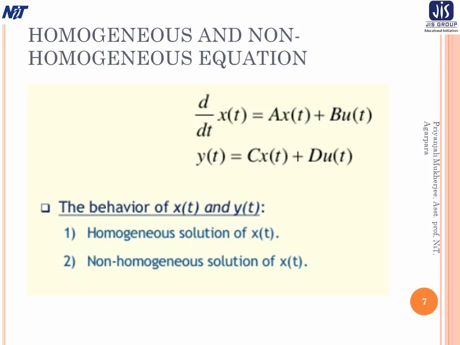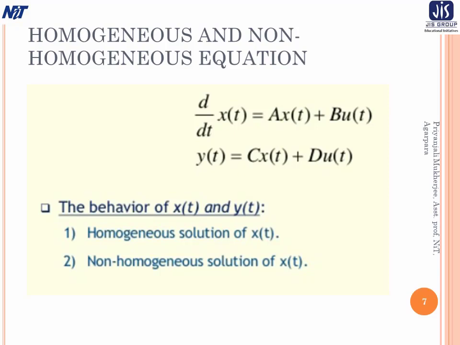Now during the state space representation, there are basically two types of equations. One is the homogeneous equation and another is the non-homogeneous equation. Now using these two equations, we can identify the behavior of the x(t) and y(t) throughout the system. So what is the homogeneous equation?